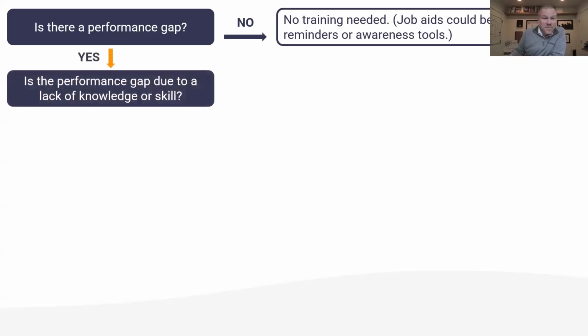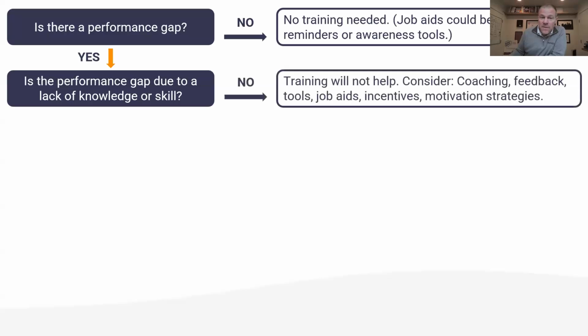if there's a performance gap, then we need to ask, is the performance gap due to a lack of knowledge or skill? If the answer is no, then training's not going to help this. If it's not just about knowledge or skill, we might need to do something else. It could be coaching, feedback, tools, job aids, incentives, motivation strategies, lots of other thoughts. Training is not the be all and end all.